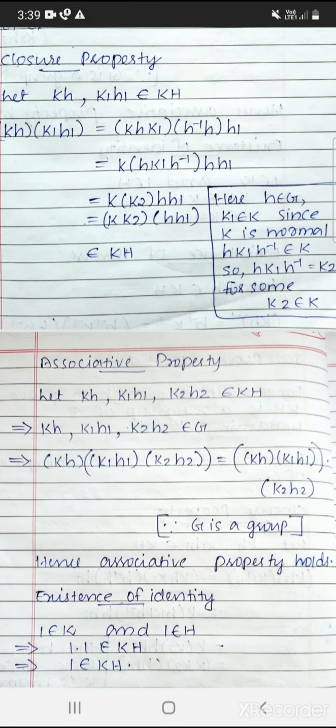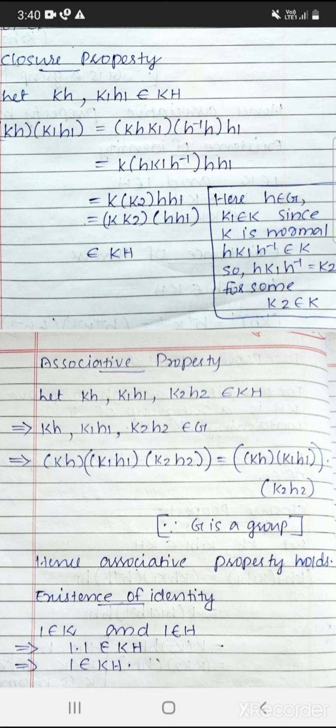First is closure property. So for proving closure property, we'll take two elements kh and k1h1 from KH. Now let's see whether, if we multiply these two elements, we get that particular element in KH. Then only we'll say that closure property is satisfied. If we take two elements kh and k1h1, multiply them, and the product is also in KH, it means the property holds.